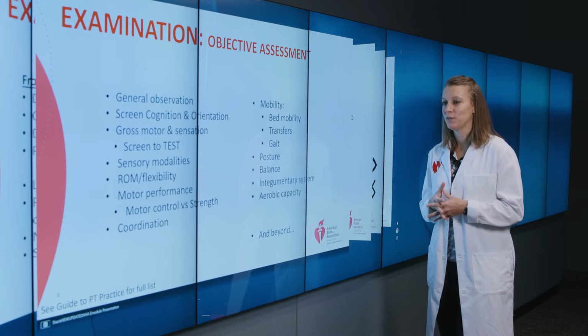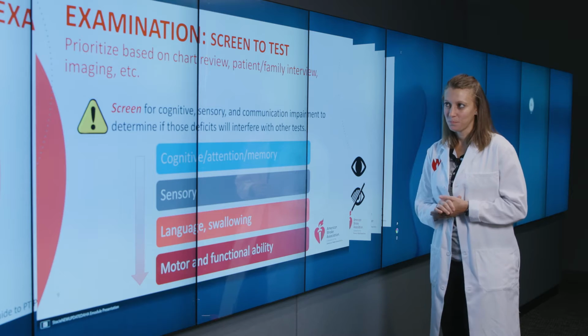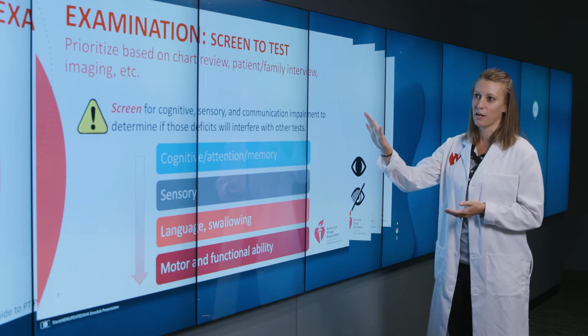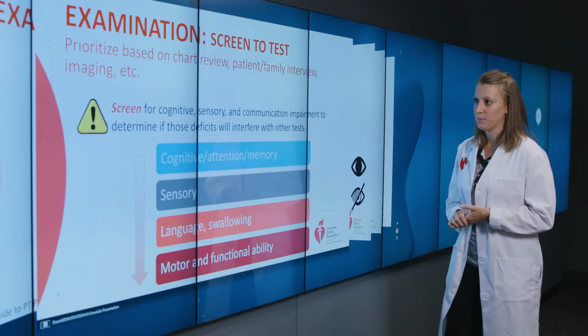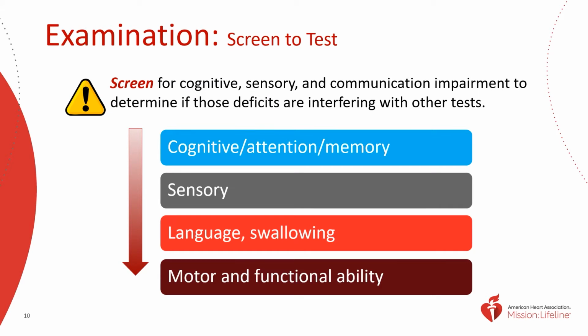And so we want to do a really nice job of assessing all of their mobility, their posture, and the list can go on and on. So we'll get a little bit more into the details about what we want to look at. But I want to talk about how to prioritize some of that information. So using the chart review, using the interview you did with the patient or the family members, and sometimes your imaging, you want to take a moment to screen for some of those things we've already talked about.